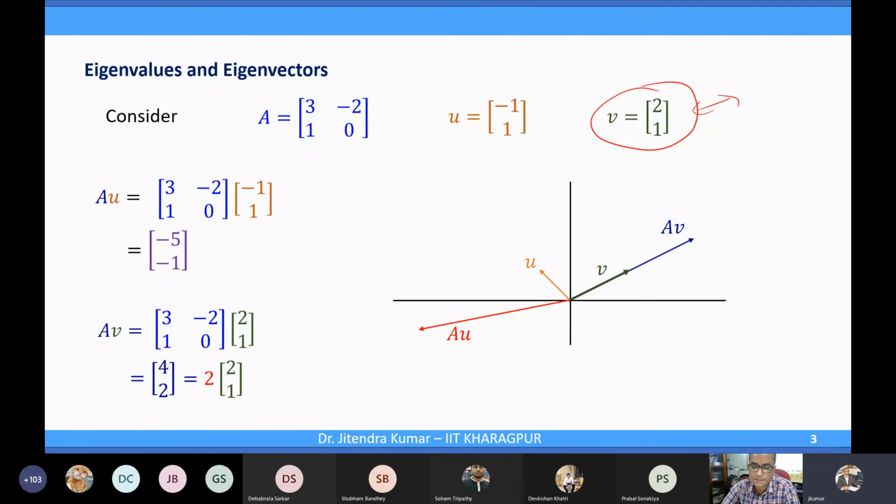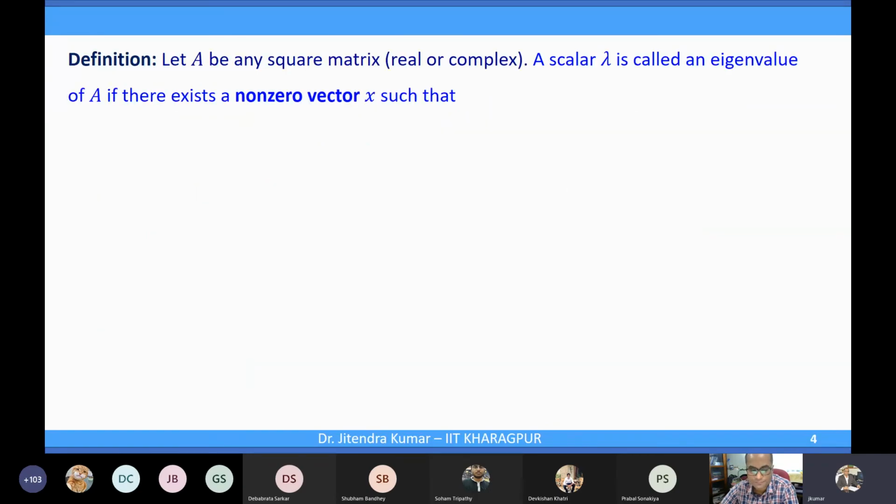So the question is how to find that eigenvector for a given A, and how to find that number which is sitting in front of this vector itself. All these issues we will discuss in this lecture.